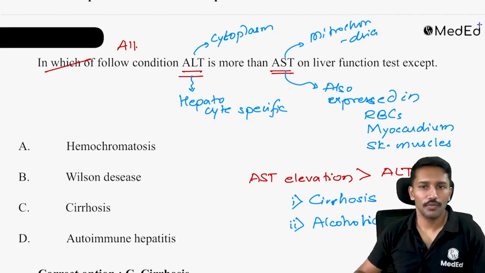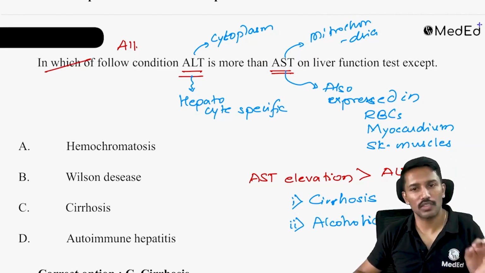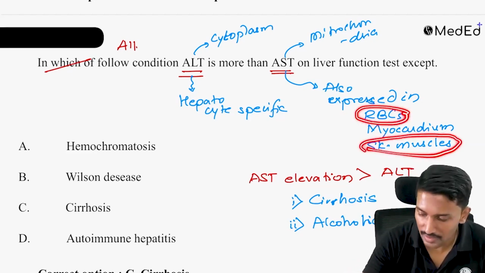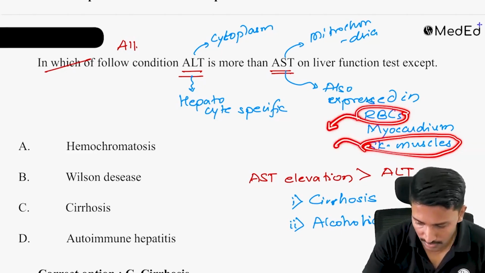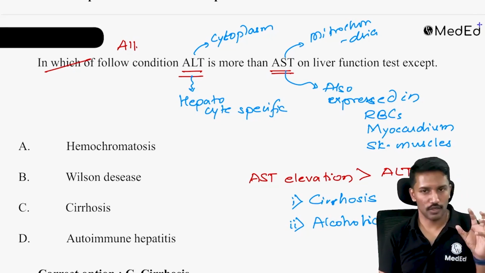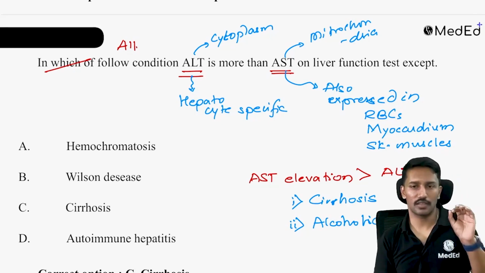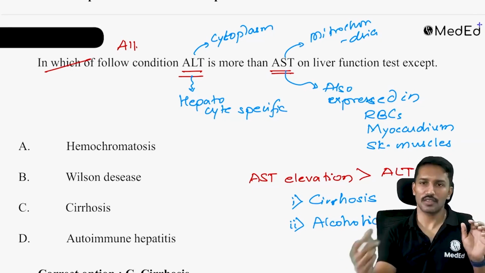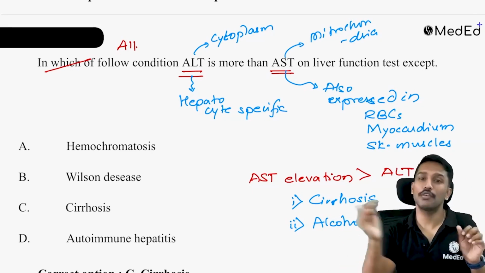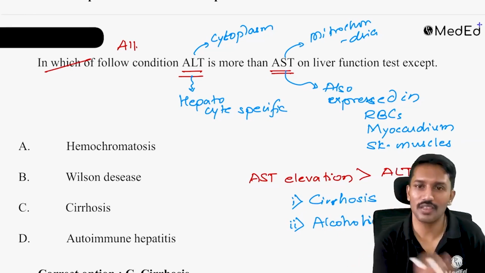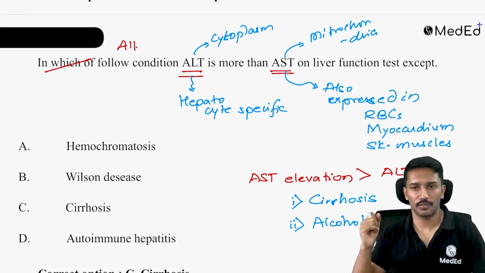Now alcohol will not only disturb the metabolism of hepatocytes, but it will also disturb the metabolism of RBCs and skeletal muscle. So you will have release of AST even from those sites. So when you take alcohol and then start causing liver injury, you're also releasing AST from RBCs and skeletal muscles, and in the long run even from myocardium, right? Do you remember alcohol is the most common toxin responsible for dilated cardiomyopathy?